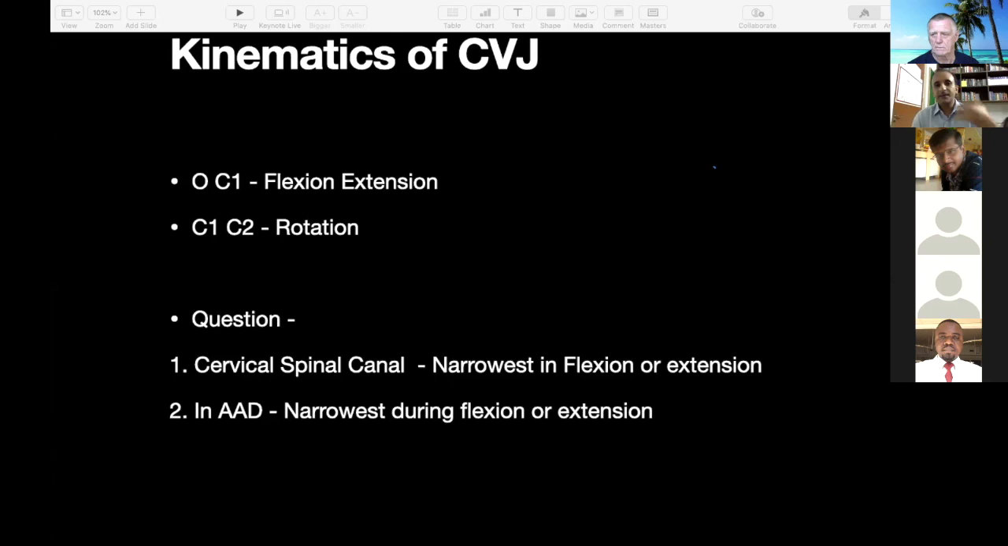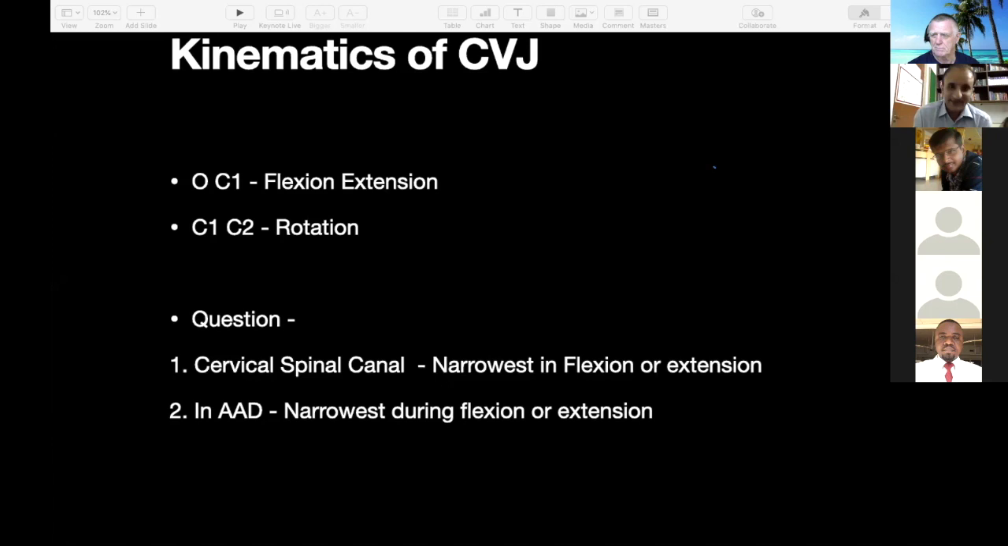Anybody who wants to counter this, or everybody agrees? Extension. It's narrowest in extension. Narrowest in extension. Who is this? Kabulo. Oh, hi. Okay, anybody who would agree with either of the two? Okay, I'll give you that answer.